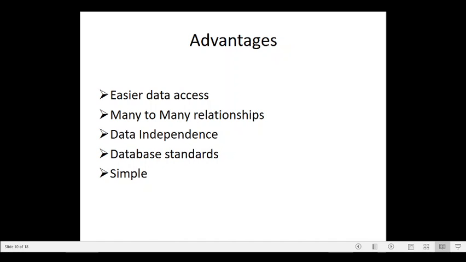Network model provides or facilitates data independence. In data independence, the network model is better than the hierarchical model in isolating a program from the complex storage details. Unlike the hierarchical model, the network model is based on the standards formulated by DBTG. And moreover, like the hierarchical model, the network model is also very simple and easy to design.